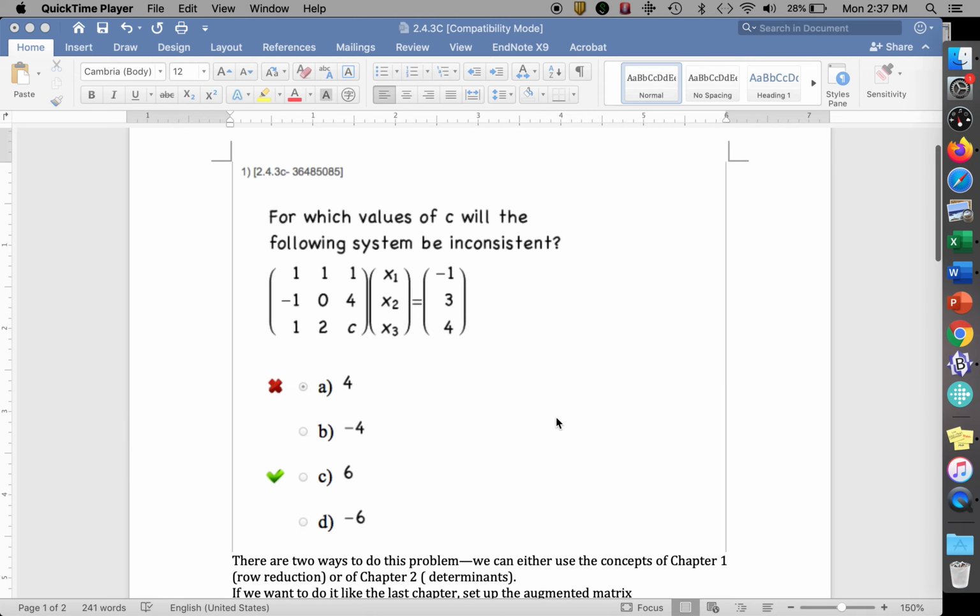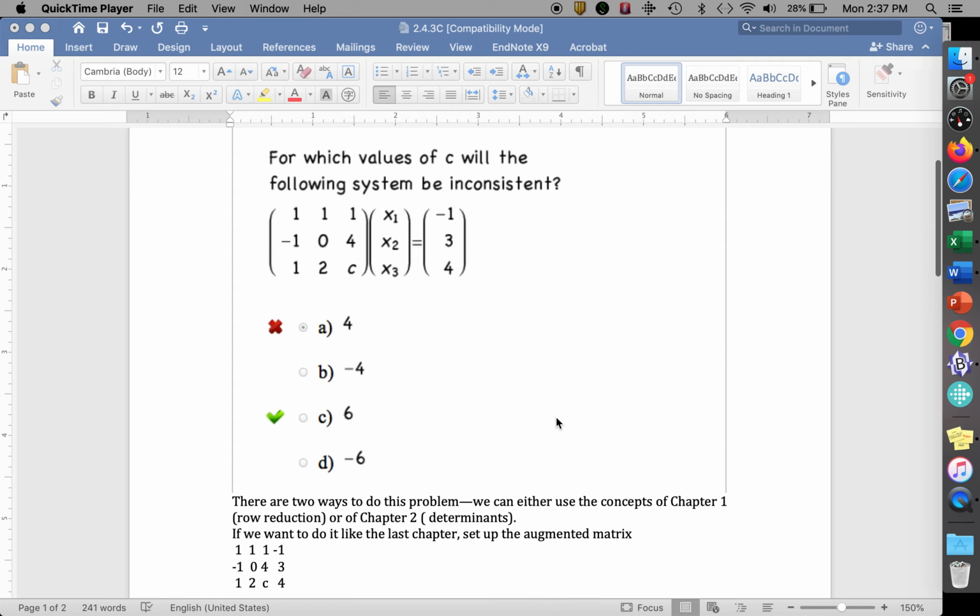We can either use the concepts from Chapter 1 or Unit 1, row reduction, Gauss-Jordan, or from Chapter 2 or Unit 2, which had to do with determinants. Now if you haven't studied that far, then certainly just skip the last part of this video. You can always come back to it after you've done the rest of Unit 2.